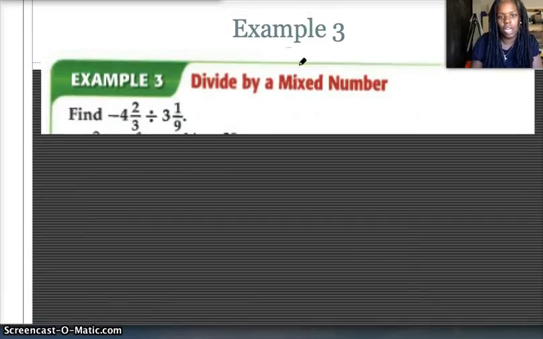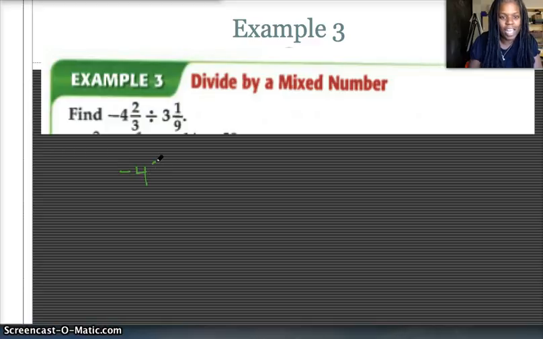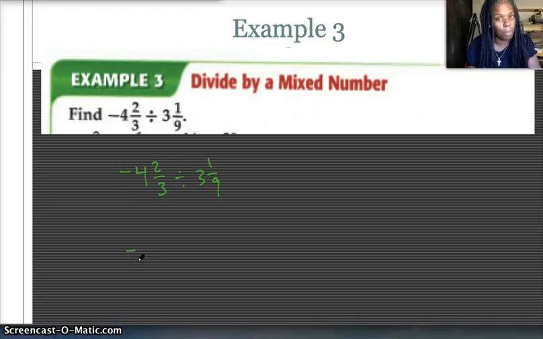Now we're going to divide by mixed numbers, and the rule still applies for multiplication of mixed numbers. Do you remember what we did last time? In the last video I mentioned that it's really important for you to change your mixed numbers into, do you remember? Improper fractions. Very good. So here's what we're going to do. We're going to take our negative 4 2/3, and we're dividing that by 3 1/9, and I'm going to change this. Remember, this negative is coming along for the ride, so I'm just going to put the negative here, and I'm going to change this mixed number into an improper fraction.